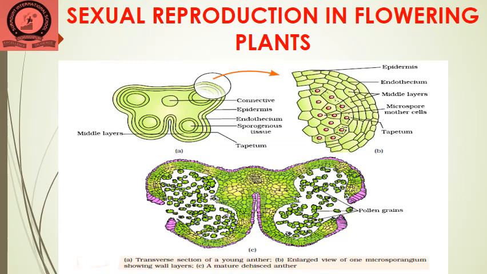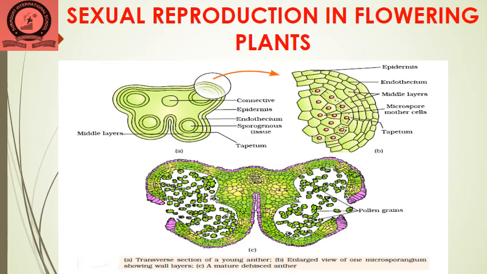Now here three figures show different portions of a typical anther. Figure A shows the shape of the anther. There are four microsporangia present, one in each corner of the anther. Figure B shows a small portion of figure A. In this, four anther walls are clearly visible.